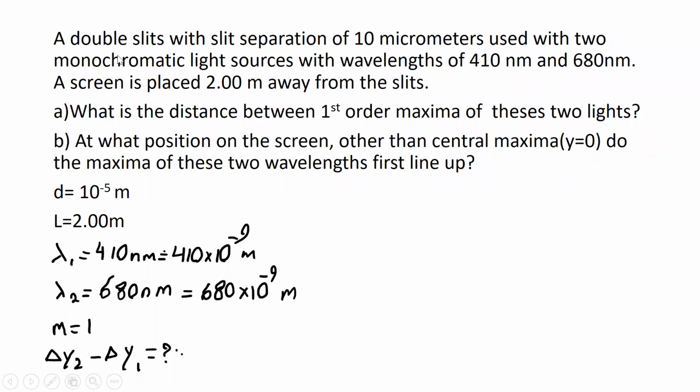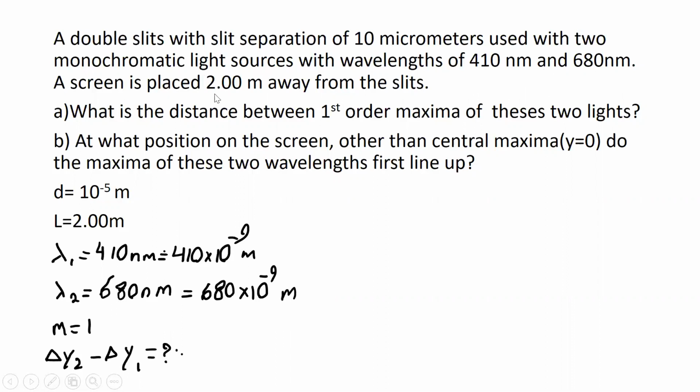First question. We have a double slit with a slit separation of 10 micrometer. So d, the slit separation, is 10 micrometer. It means 10 times 10 to the power minus 6, that is equal to 10 to the power minus 5 meter. It is used with two monochromatic light sources with wavelengths of 410 nanometer and 608 nanometer. We convert that to meter, which means we multiply by 10 to the power minus 9 meter.